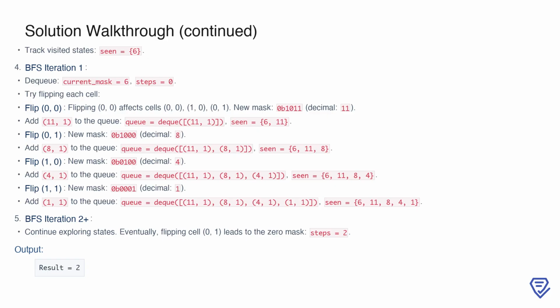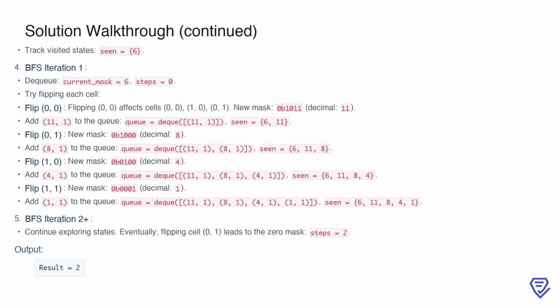During the first BFS iteration, we dequeue the state 6, 0. This means the current mask is 6, and we've taken 0 steps so far. From here, we try flipping each cell in the matrix. Flipping cell 0, 0 affects itself and its neighbors, resulting in a new mask of 0B1011, or 11 in decimal. This state, along with the step count increment to 1, is added to the queue.